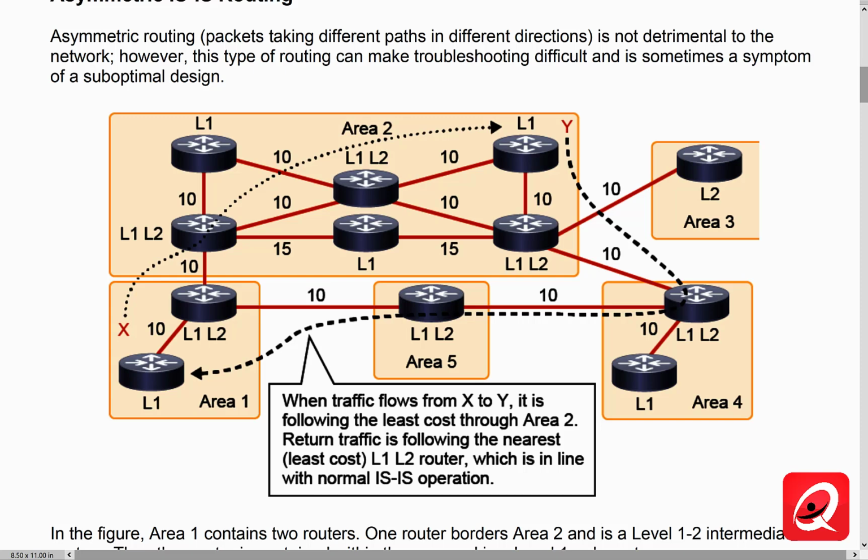So in this diagram, area 1 contains 2 routers, an L1 router and an L1-L2 router. One router borders area 2, which is why it is an L1-L2 router, and the other router is in the area, operating as an L1 router only. Area 2 has lots of routers. Some of those routers are operating as L1, and some of them are operating as level 1-2, obviously for the purposes of communicating to the other areas.